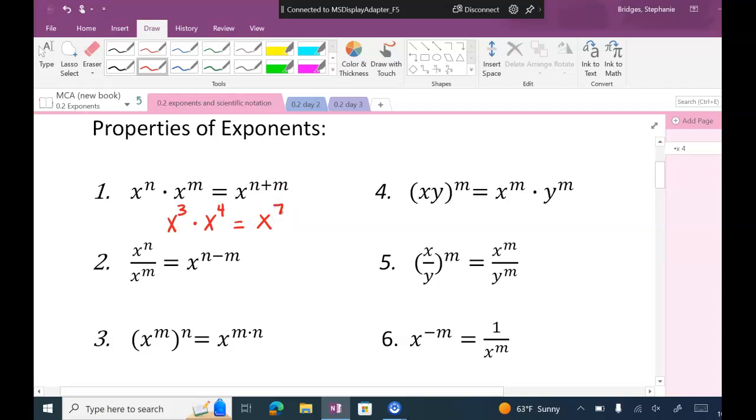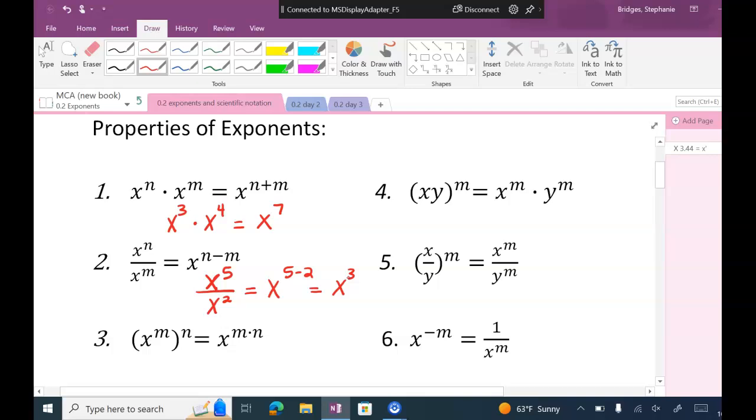Number 2 is when you have a fraction, or you're dividing with the same base, you keep the base and you subtract top exponent minus bottom. However, when we get to these more involved problems, I think about it a little bit differently because we'll get the negative exponents and all that, so I'll talk to you about that when we get to some examples. But again, if I had x to the fifth divided by x squared, I would keep the x and I would subtract those exponents, and that would give me x to the third.